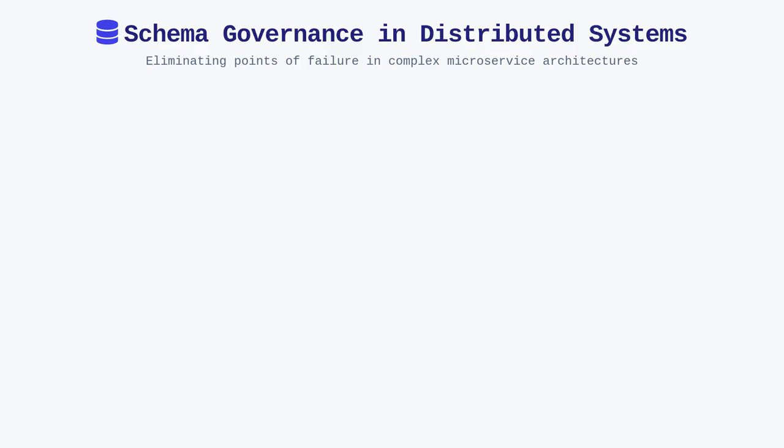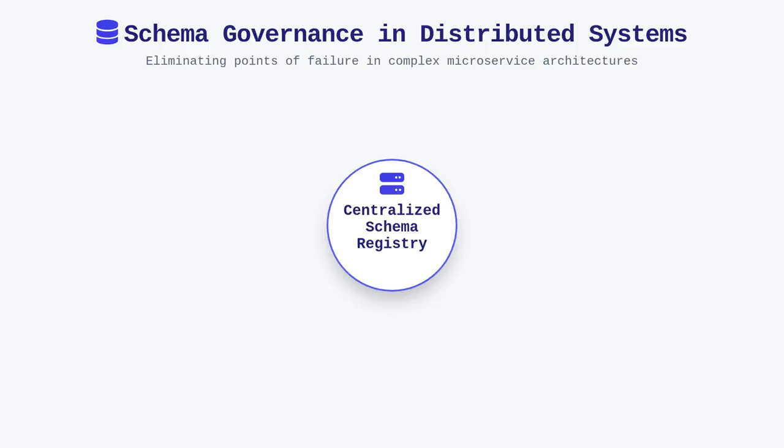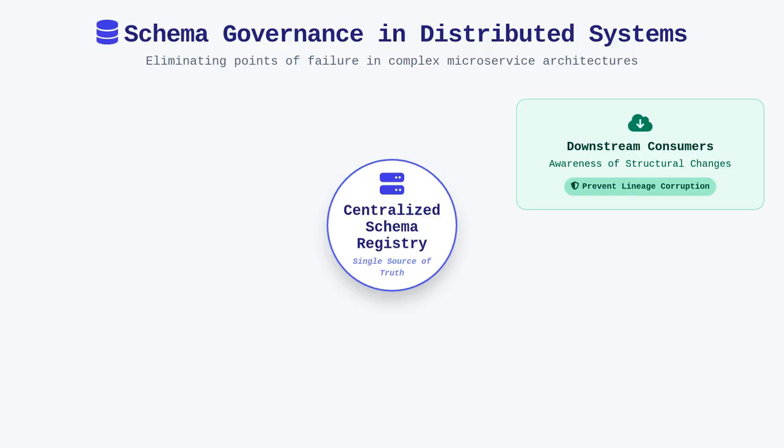One of the common points of failure in complex systems is the mismatch between schema histories across distributed microservices. To mitigate this risk, you should implement centralized schema registries that function as a single source of truth for all components in the pipeline. When a schema evolves, the registry ensures that downstream data consumers are aware of the structural changes, preventing the corruption of the lineage chain.